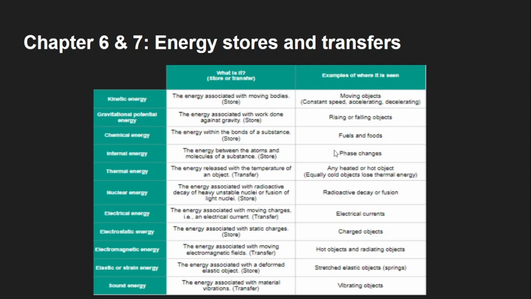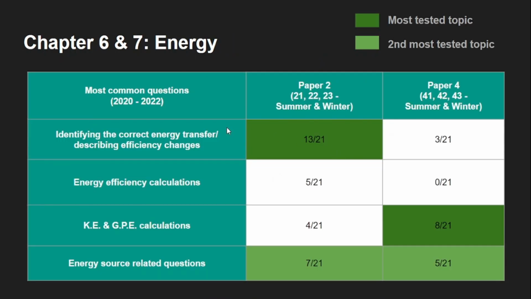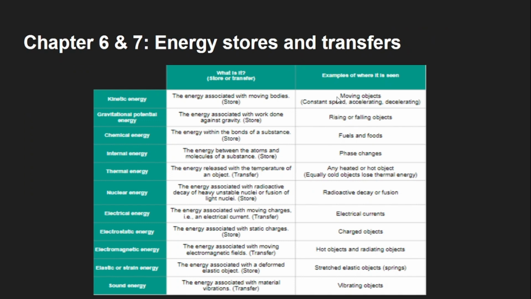action. Because again, if you remember from the list of questions we saw, a lot of questions are based around describing energy transfers correctly in different situations. So it's good to have an idea of what type of energy transfer or energy store is seen where. So if we talk about kinetic energy, it is the energy associated with moving bodies, and we can see that it is a store of energy. So any object that is moving, whether it has a constant speed or it's accelerating or decelerating, any kind of motion really, except when it's at rest, that body is believed to have kinetic energy.